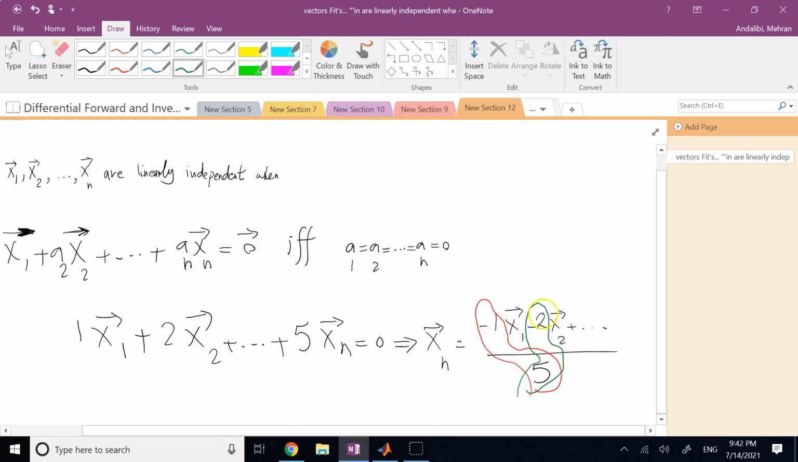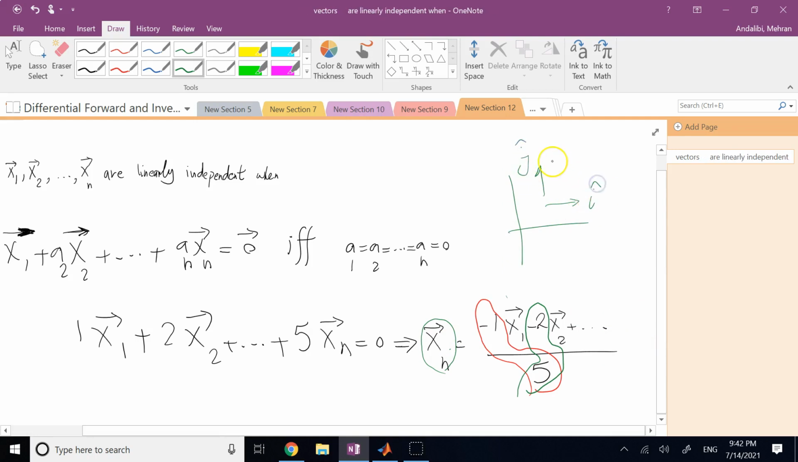So by a linear combination of the other vectors, I can find xn. In other words, I don't need this vector independently from the others. Once I have the first one, second one, third one, all the way to n minus 1, I can easily find this one by combining them linearly. So this is not independent from the rest. It's like, for example, if you have vector i and vector j, right?